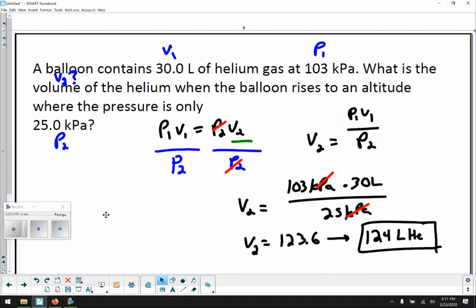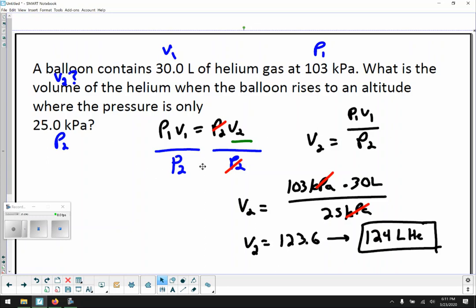So V2 is my question mark of the helium when the balloon rises to an altitude where the pressure is only 25 kilopascals. And again, we're assuming that temperature is constant. So it's going to be P1 times V1 equals P2 times V2. We're going to apply Boyle's law to this, and we're going to isolate V2 by dividing both sides by P2.